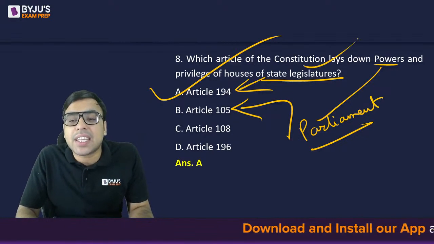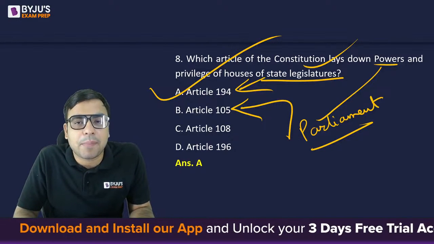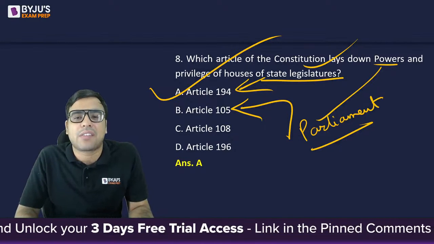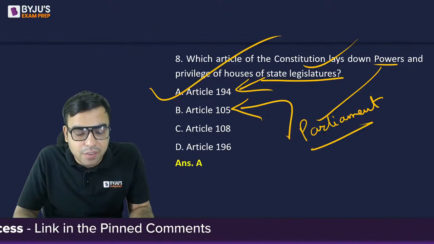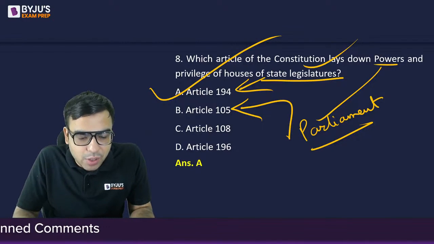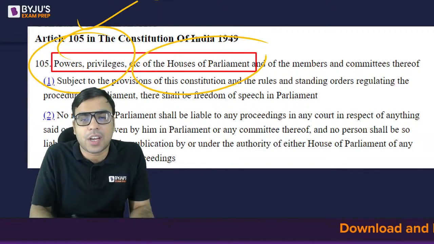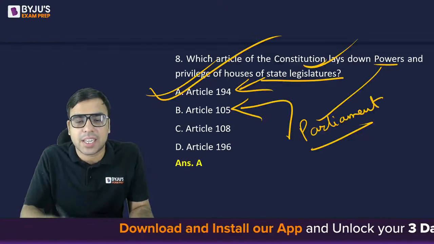इसीलिए मैंने clearly state legislature की बात लिखी थी. So the power and privileges of state legislature is mentioned in 194, and for parliament it is mentioned in 105. So be careful, 105 और 194 में confuse नहीं होना है. Yes, you can see of the House of Parliament 105 में mentioned है ना, और state legislature का 194 में.